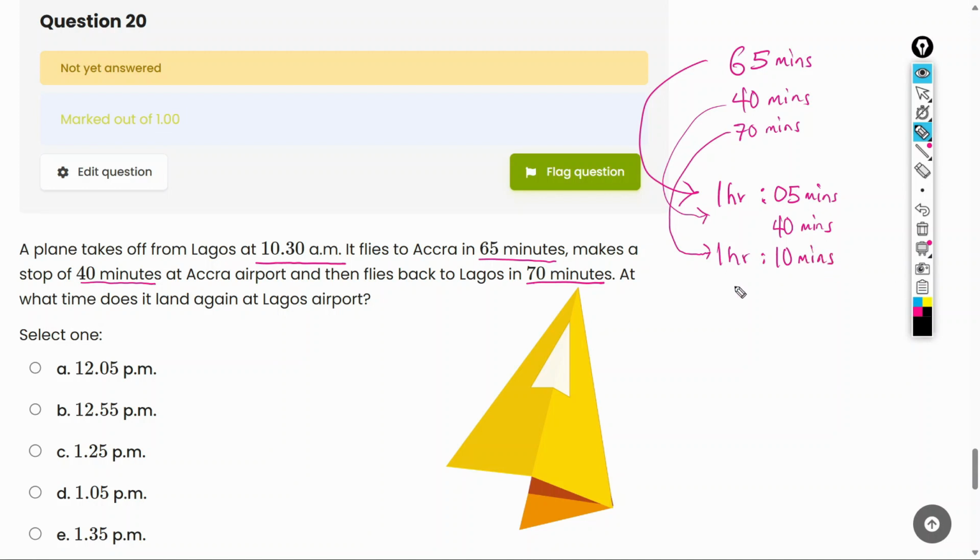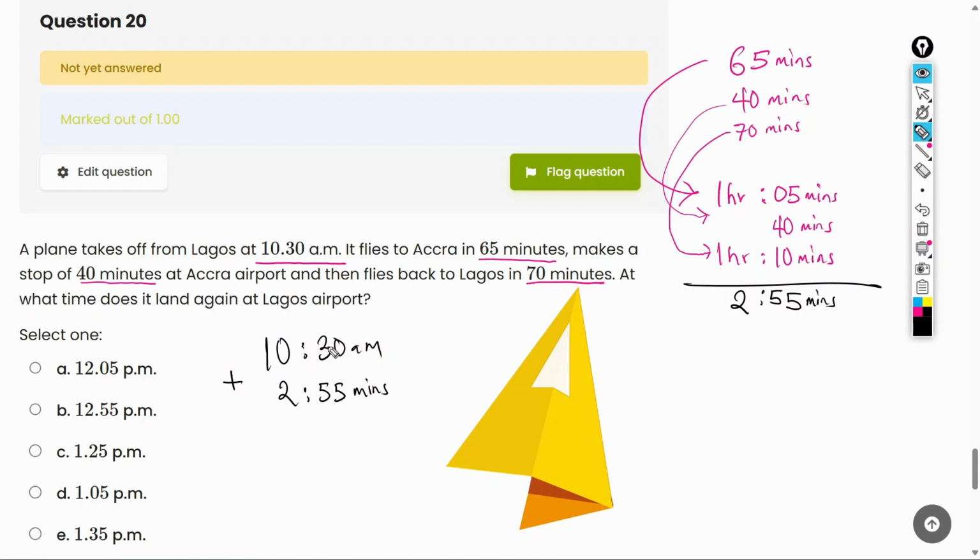So we can add. 5 plus 0 plus 0 is 5. 0 plus 4 plus 1 is 5. So that's 55 minutes. And then 1 hour plus 1 hour, that's 2 hours. So 2 hours, 55 minutes. So if the plane takes off from Lagos at 10:30 a.m., let us add 2 hours, 55 minutes to 10:30 a.m.